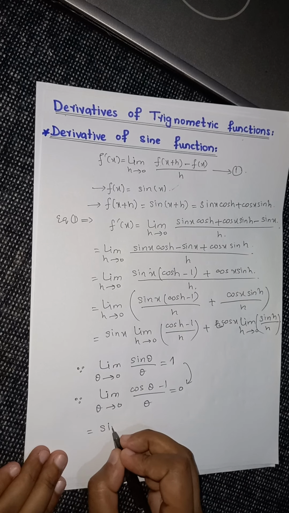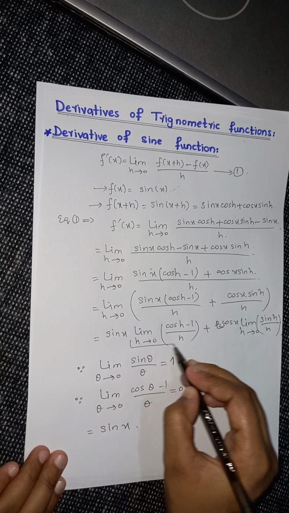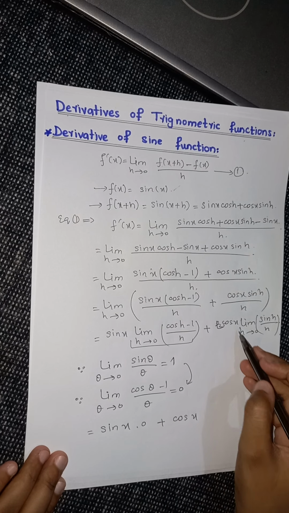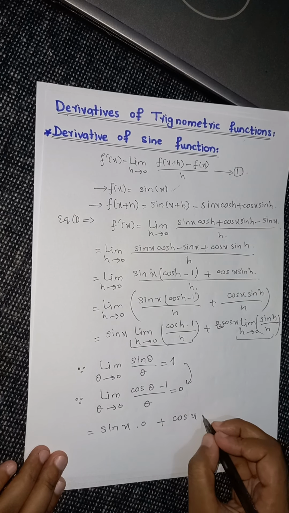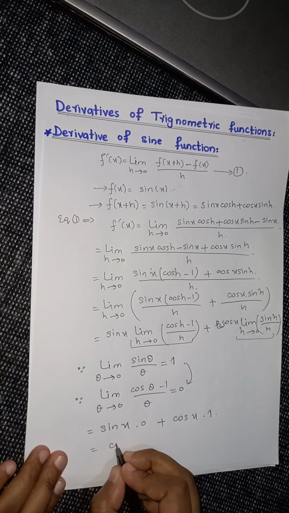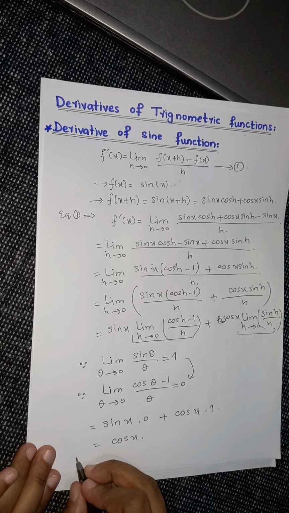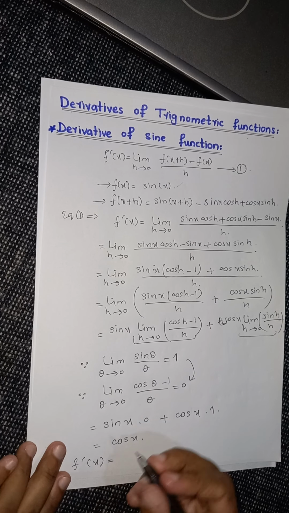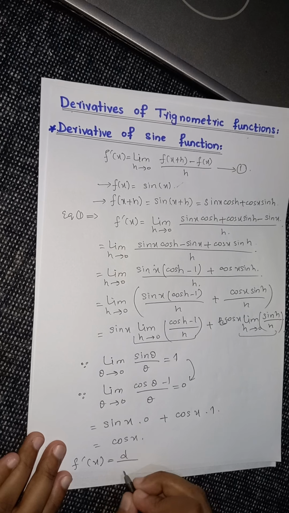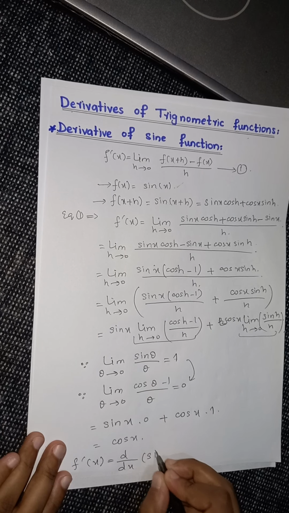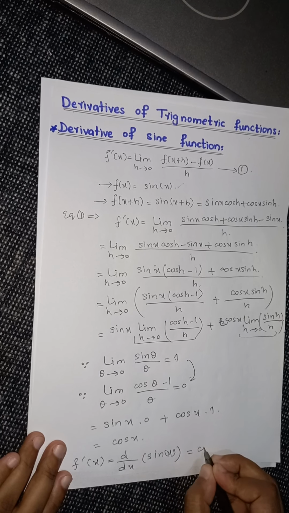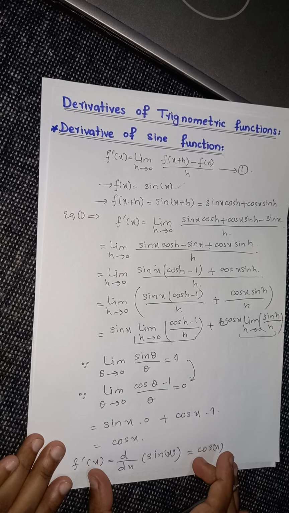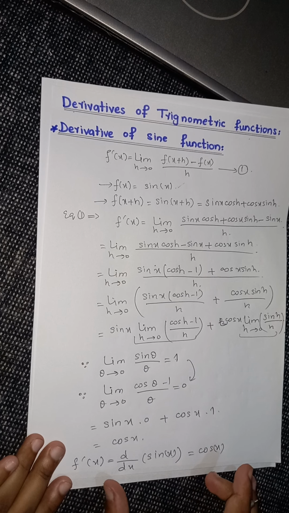so that here sin x times this whole term, whose value is equal to 0, plus in the similar way here I write cos x and this term's value is equal to 1, so that we will get cos x. That means f'(x) is equal to cos x, meaning the derivative of sin x is equal to cos x. Hence we have proved by definition how we can find the derivative of sin x.